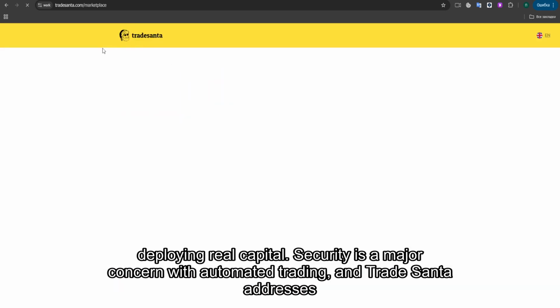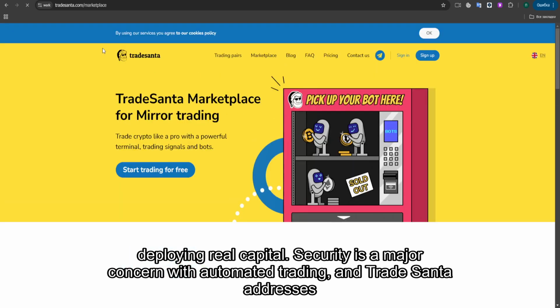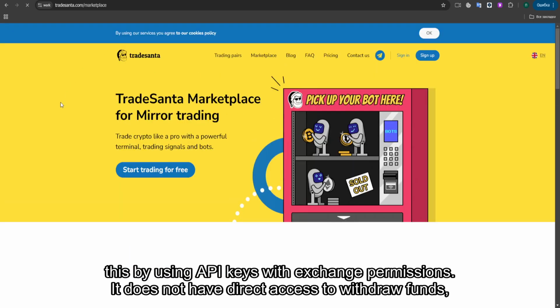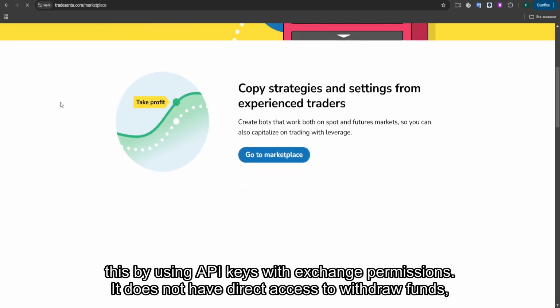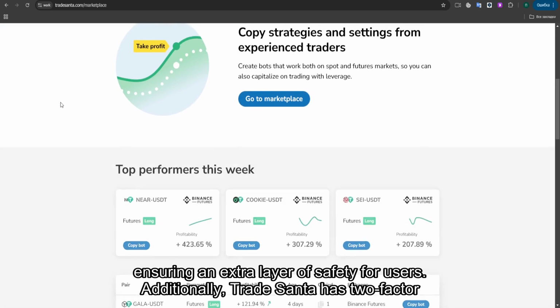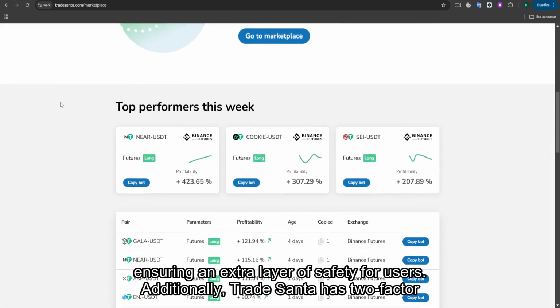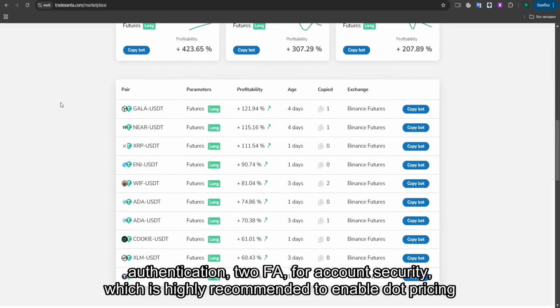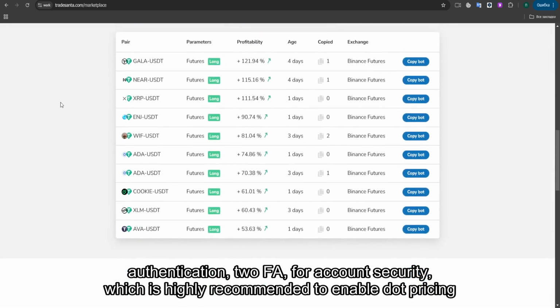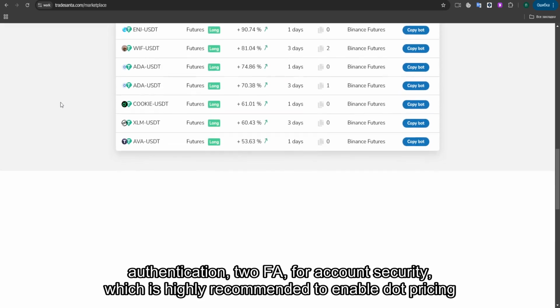Security is a major concern with automated trading, and TradeSanta addresses this by using API keys with exchange permissions. It does not have direct access to withdraw funds, ensuring an extra layer of safety for users. Additionally, TradeSanta has two-factor authentication, 2FA, for account security, which is highly recommended to enable.